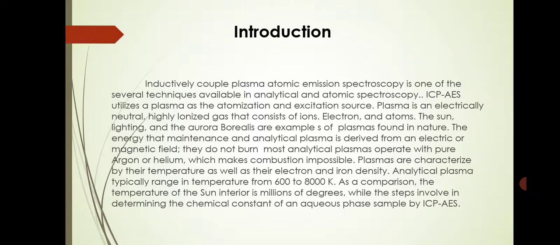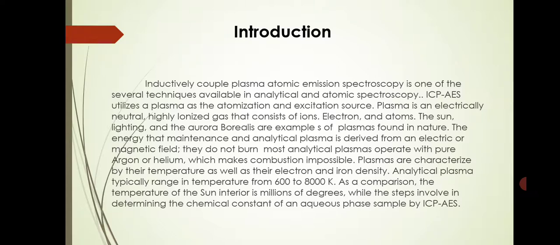Introduction. Inductively coupled plasma atomic emission spectroscopy is one of the several techniques available in analytical atomic spectroscopy. ICP-AES utilizes a plasma as the atomization and excitation source. Plasma is an electrically neutral, highly ionized gas that consists of ions, electrons, and atoms. The sun and lightning are examples of plasma found in nature.